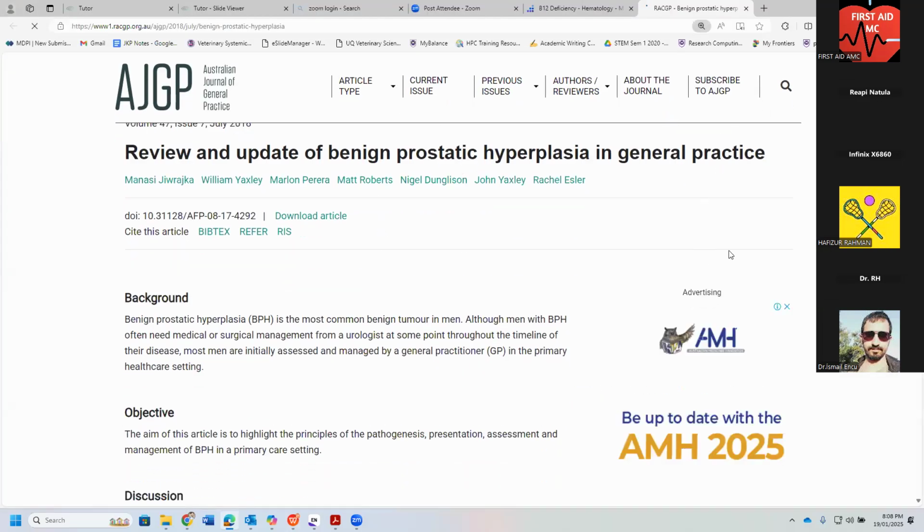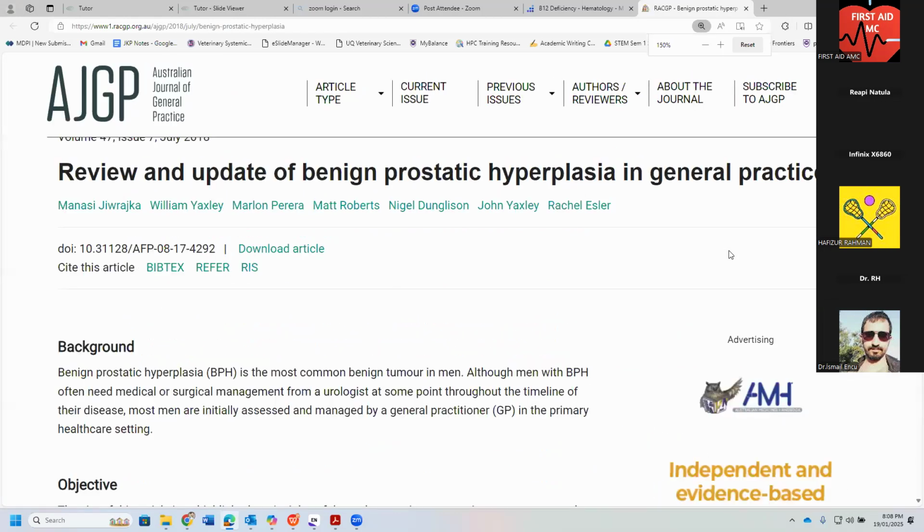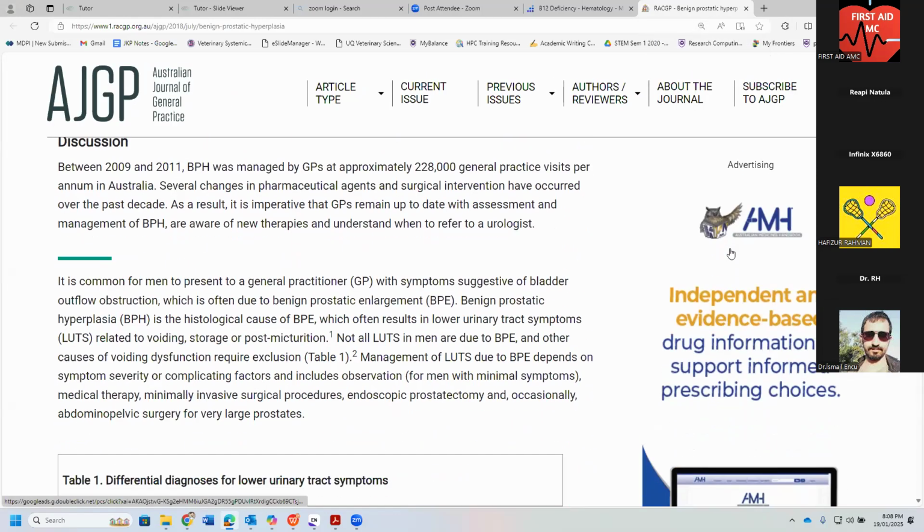Are you guys able to see the screen clearly with the RACGP?